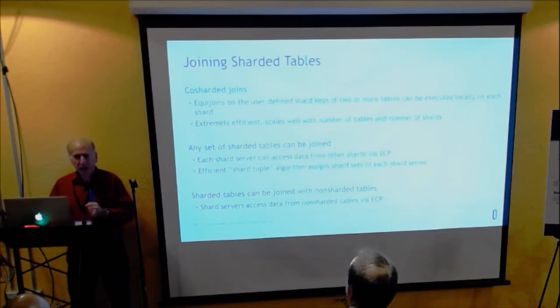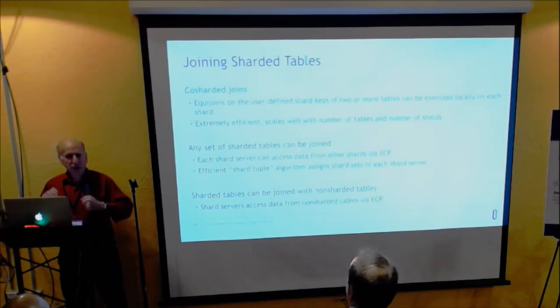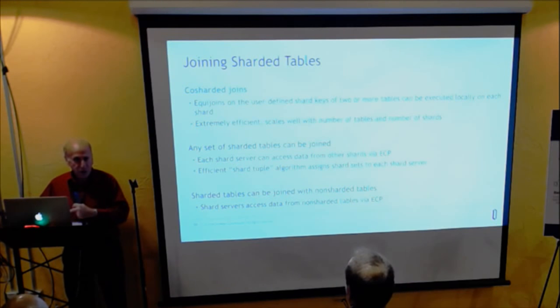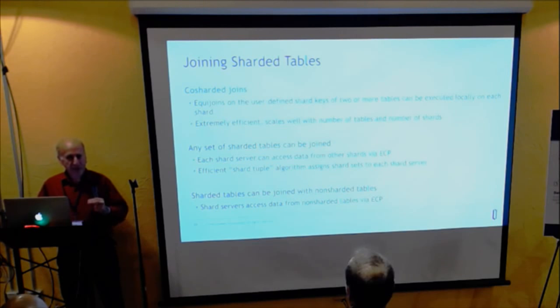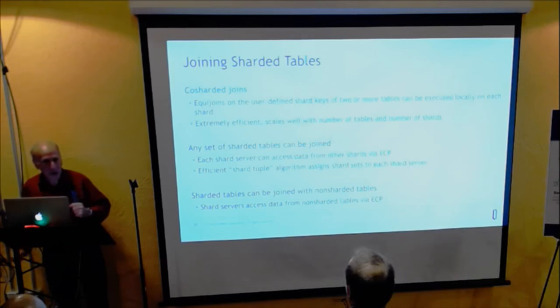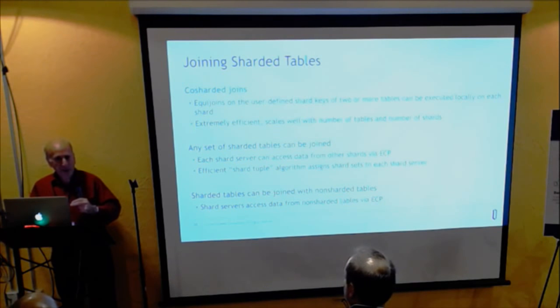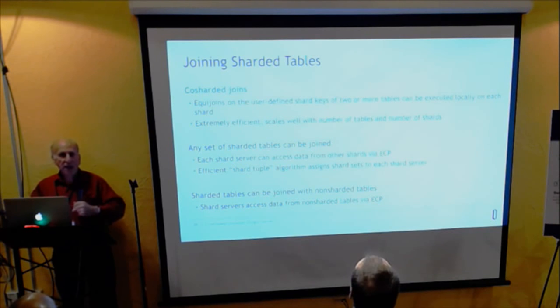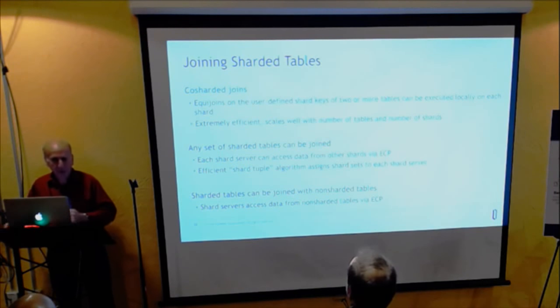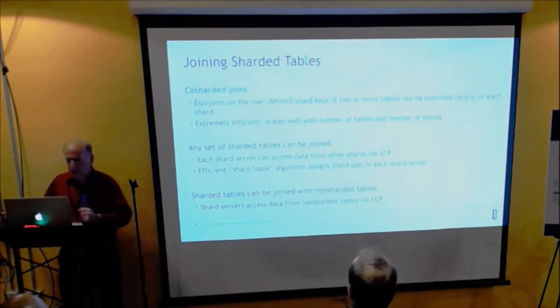The co-sharded technique, which is our fastest approach, lets you define a shard key on each table, which can be one more field which we hash to decide which shard each row goes to. And if two tables have the same shard key, that means two rows with the same shard key value are guaranteed to be in the same shard. That means that any join that has an equals comparison of those shard keys can be executed entirely locally on each shard without any crosstalk between the shards at all. So it scales totally linearly.